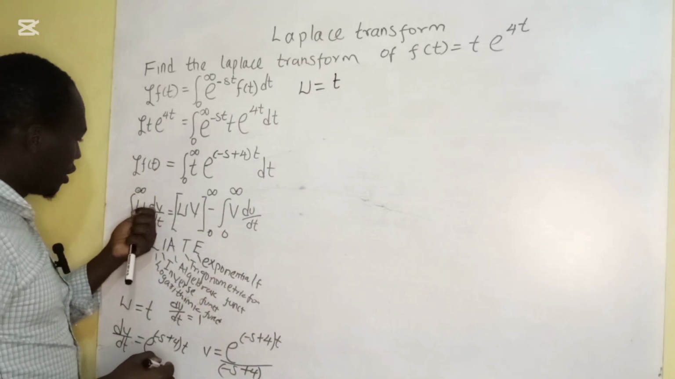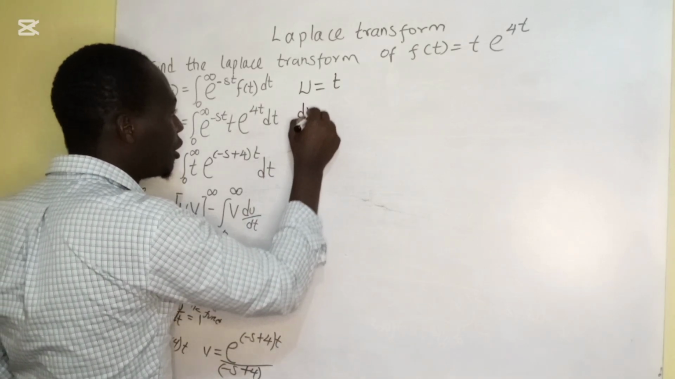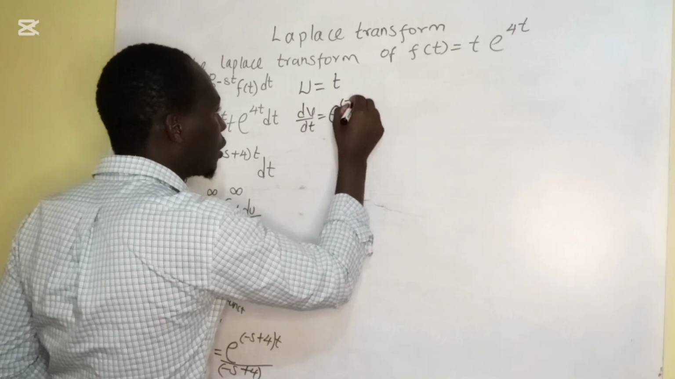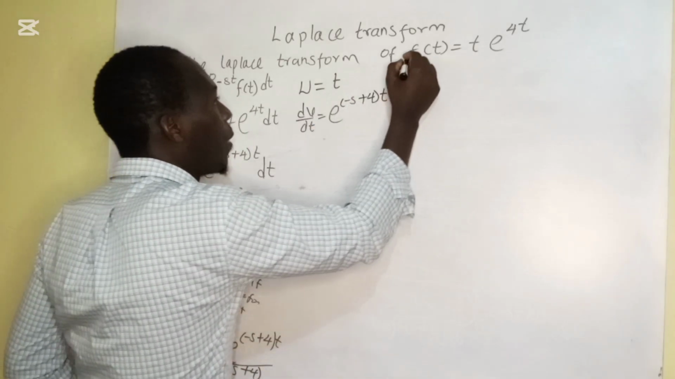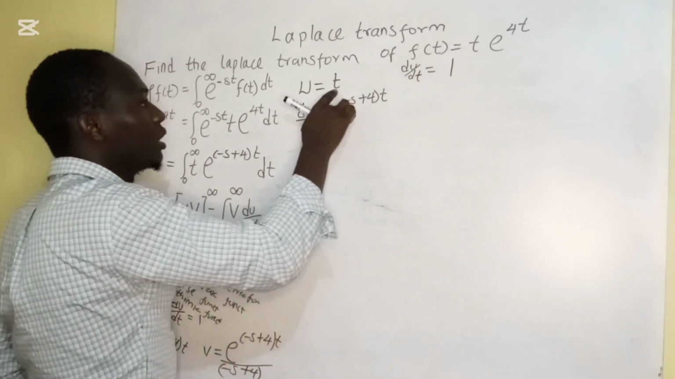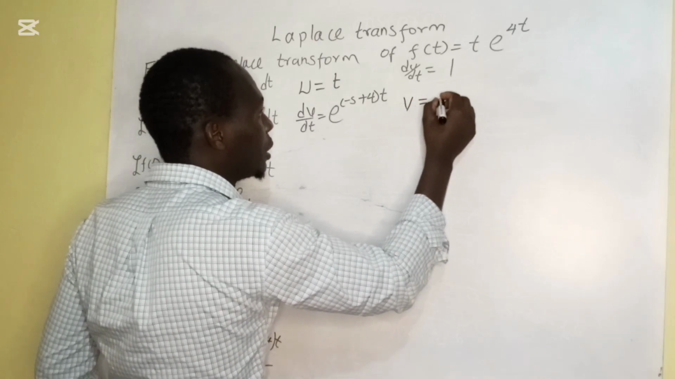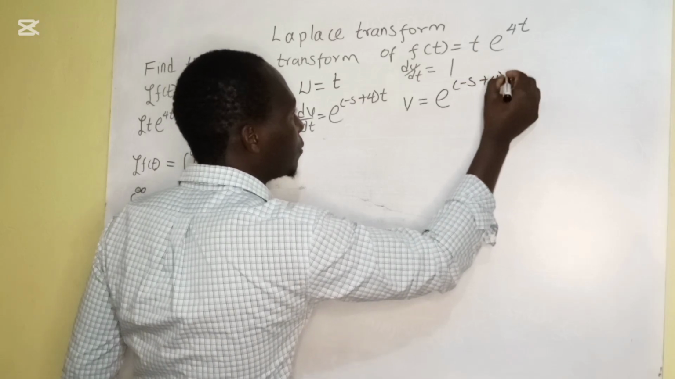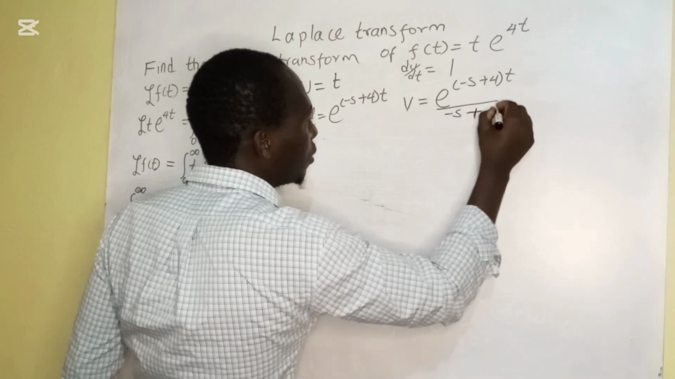Our dv with respect to dt is going to be equal to e to the power of negative s plus 4t. Our du with respect to dt is going to be equal to 1 because we differentiate our term of t, and our v is going to be equal to e to the power of negative s plus 4t all over negative s plus 4.